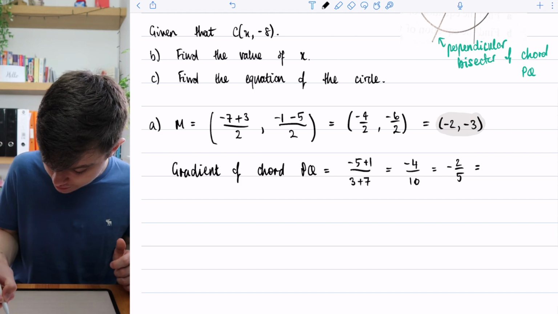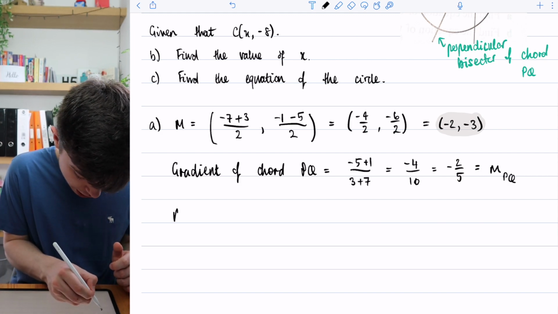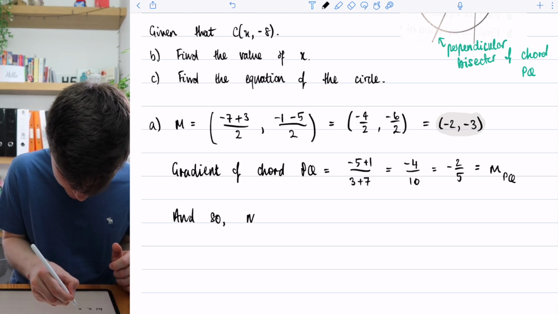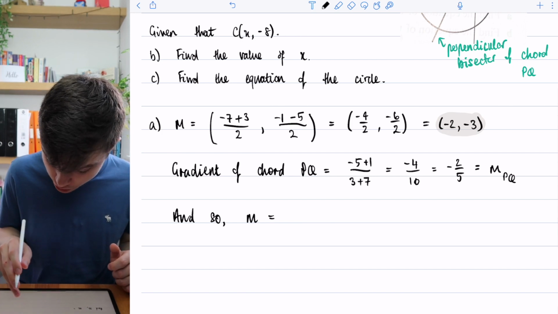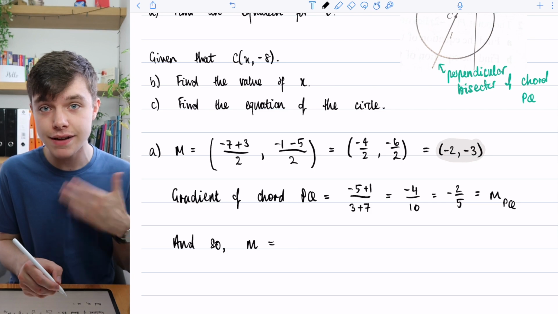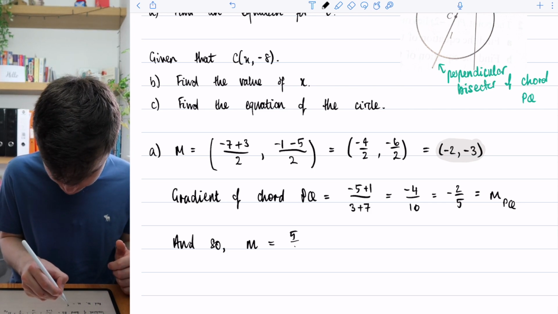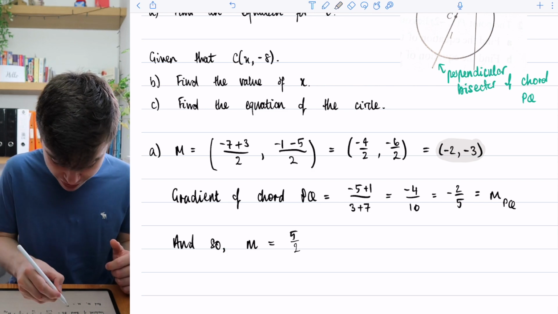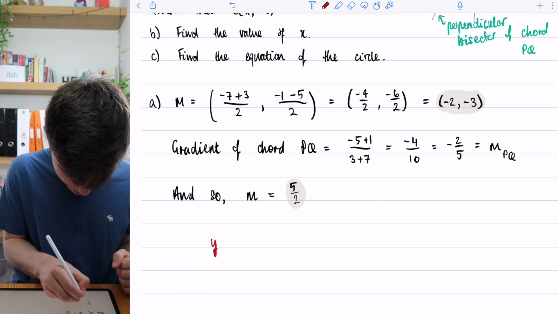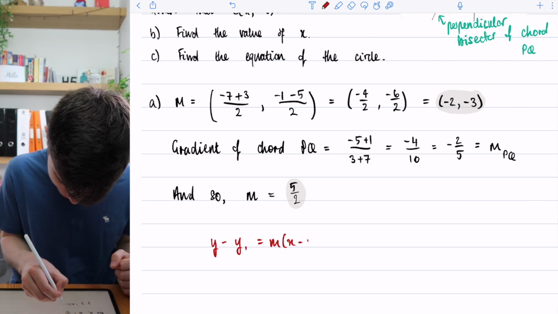I'm going to call this m of PQ, and so we will call the gradient of L, we'll call it m. m is going to be the negative reciprocal. So flip the fraction and take the negative. It's already a negative here, so it's going to become positive, and we will get 5/2. That's the gradient that we want to use in y minus y1 is equal to m times x minus x1.